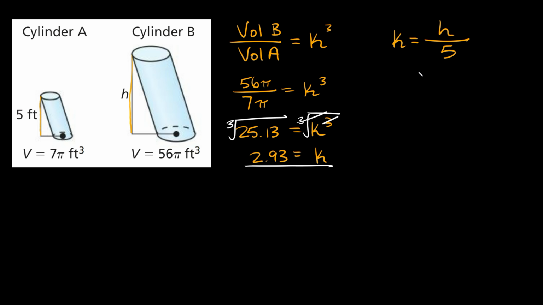So for K, again, that's equal to 2.93, and that's going to be equal to H over 5, right? H over 5. So to solve for H, we can get rid of this 5 by multiplying both sides by 5. On this side, they cancel out. So we're left with H is equal to 5 times 2.93, which is equal to 14.65. And our units are feet, right? So the height of this cylinder B is 14.65 feet.